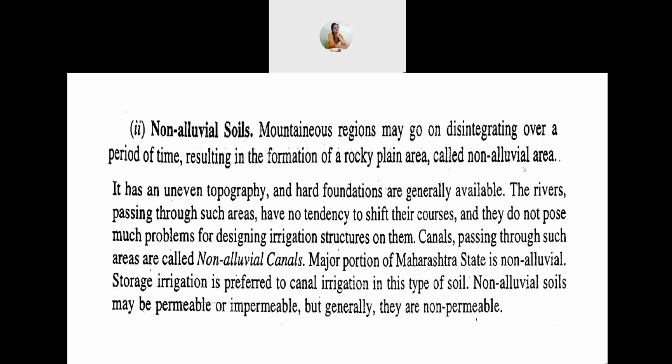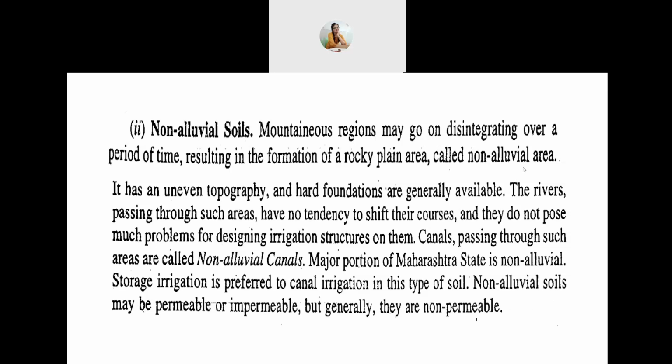Next, non-alluvial soils. Mountainous regions may go on disintegrating over a period of time, resulting in the formation of a rocky plain area called non-alluvial area. It has an uneven topography and hard foundations are generally available. The rivers passing through such areas have no tendency to shift their courses and they do not pose much problems for designing irrigation structures on them.